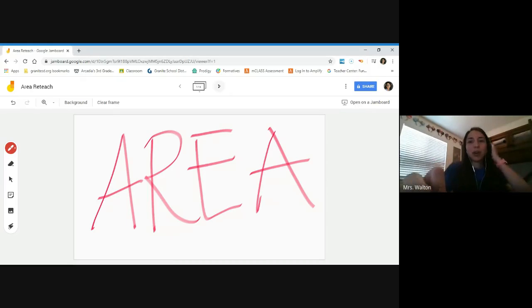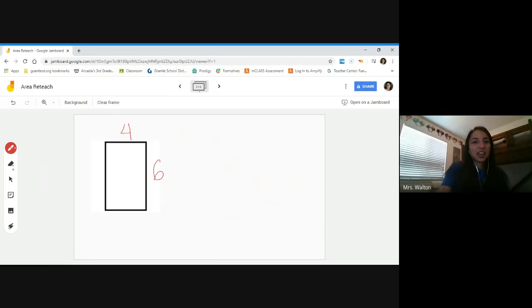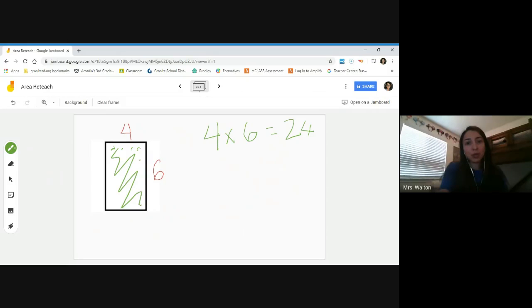So, if you recall, area is finding the inside of our shape, the measurement of the inside of our shape here. And we do that by multiplying. So we only need two numbers in area, 4 and 6. And we multiply 4 times 6, and we get 24. It's like saying that there are 4 columns, 1, 2, 3, 4, of 6 rows, 1, 2, 3, 4, 5, 6.